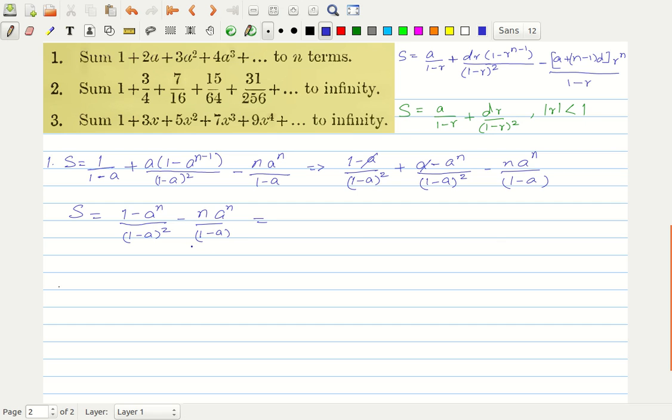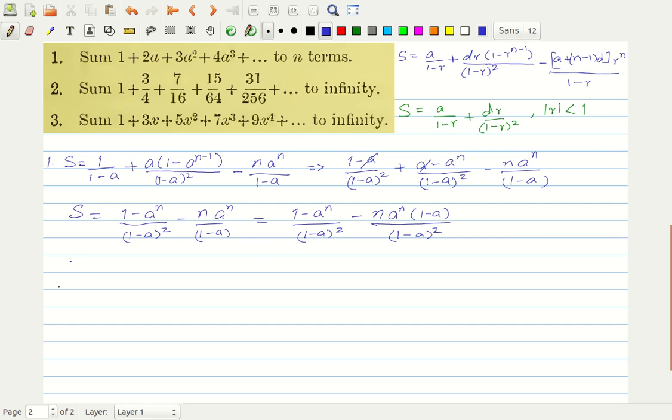Now you can make this also 1 minus a square. So it is 1 minus a to the power n divided by 1 minus a square, minus n times a to the power n, 1 minus a, divided by 1 minus a square.